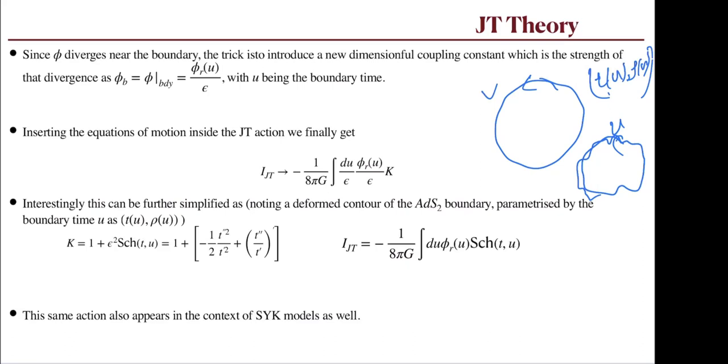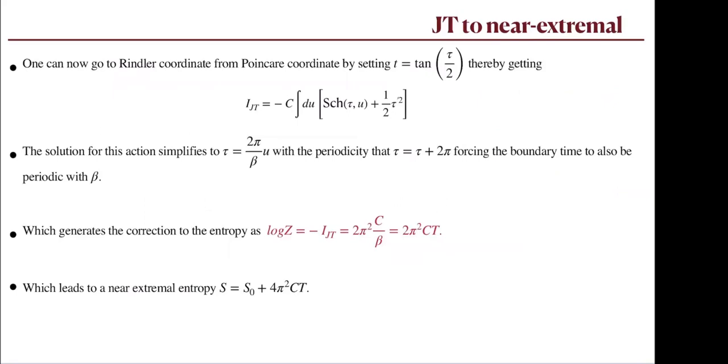So what you do to get to the near extremal entropy is go to your Rindler coordinate. There you have this tau sitting there. Tau already has a period; it's an identification that tau is tau plus 2 pi. So the solution of this action will let you have this kind of term where tau is basically 2 pi by beta u. If tau has to have some periodicity, then your u has to have the same periodicity, because tau goes to tau plus 2 pi is a symmetry. So your boundary time itself has a periodicity in beta.